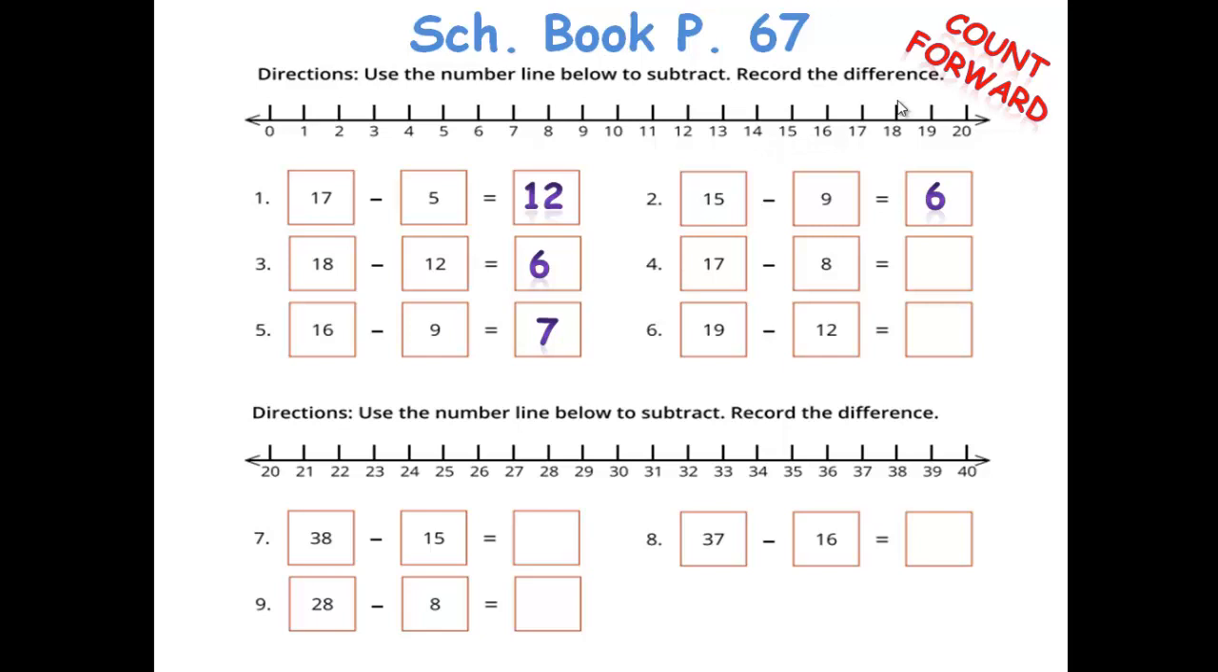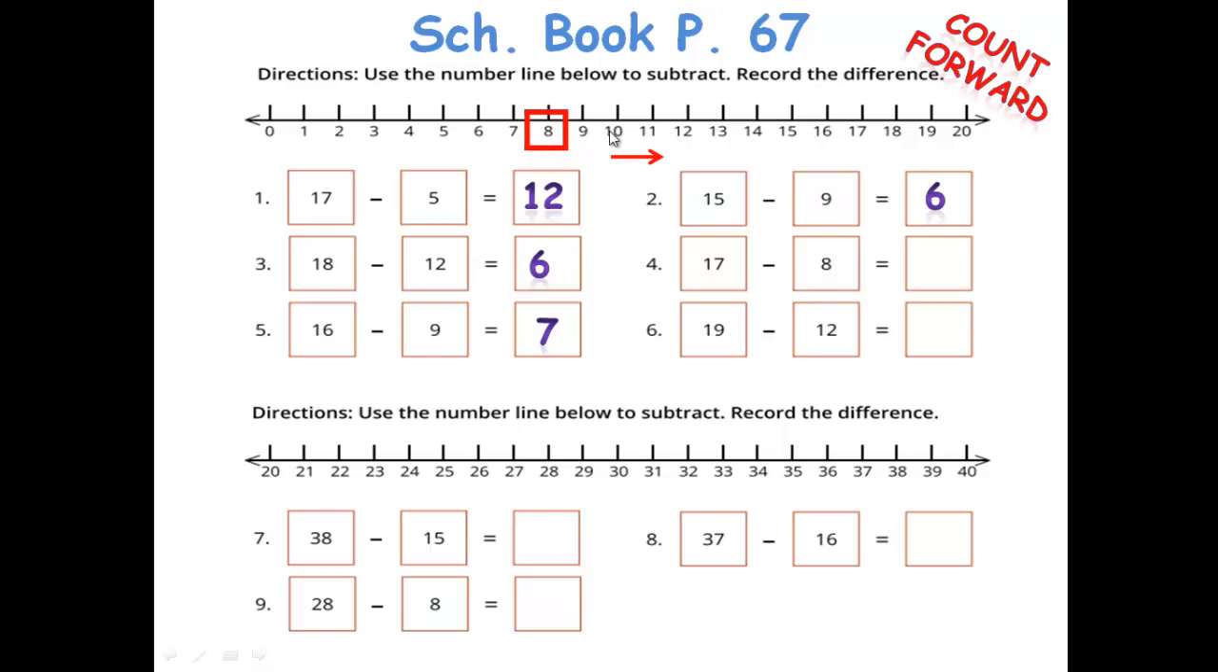Next, 17 minus 8. So which number will I start with? 8. Very good. And then I will walk in this direction, forward. So I will put my finger on 8. Put your finger with me on your book, and please count with me on the screen or in your book. Follow my arrow. I will reach 17 and stop.